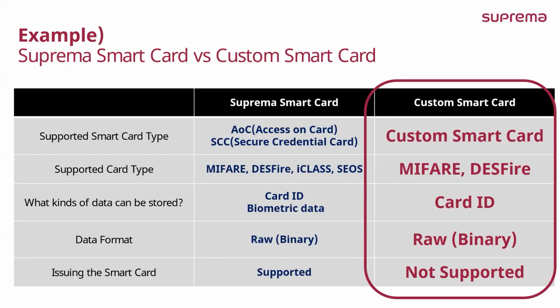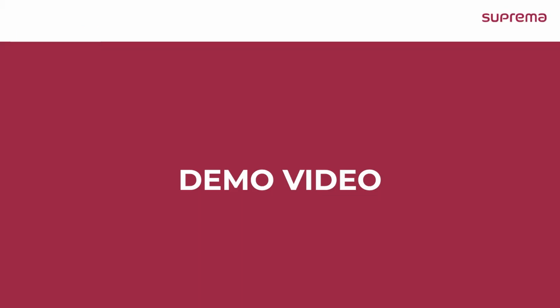Please see the following table to compare Suprema Smart Card and Custom Smart Card. About Custom Smart Card function, the remarkable difference is that only MIFARE and NFC cards are supported and issuing the smart card is not supported. Now, let's see the demo video on how you can set the custom smart card function.